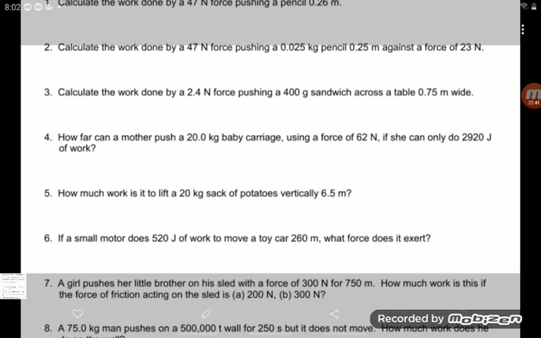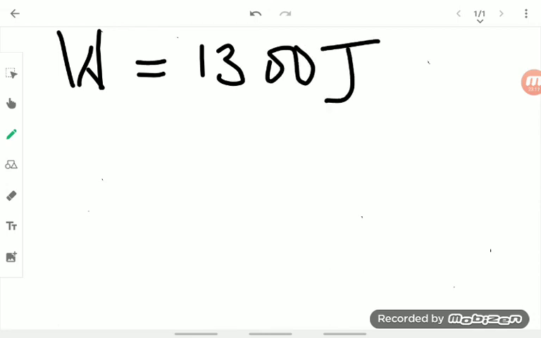Alright. So let's say we go back to number 5. Number 5 says how much work is done to lift a 20 kilogram sack of potatoes vertically 6.5 meters. So we worked out that work to be 1300 joules. What if the question now says that it took 30 seconds to perform this task? What is the average power exerted? So the work done that we calculated for number 5 was 1300 joules, and we need to find the power.